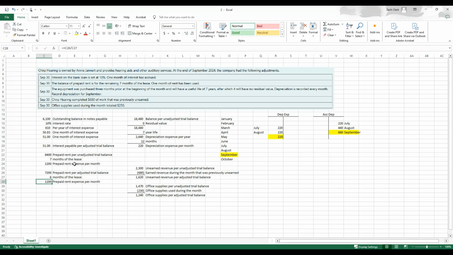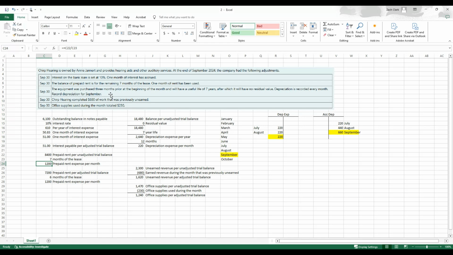So when we book our adjustments, we're going to want to record a $1,200 rent expense, and we're going to want to reduce the current $8,400 down to $7,200 to represent that 1 month's worth has been used up. Okie dokie, so that's the second one. Then we have one about depreciation.